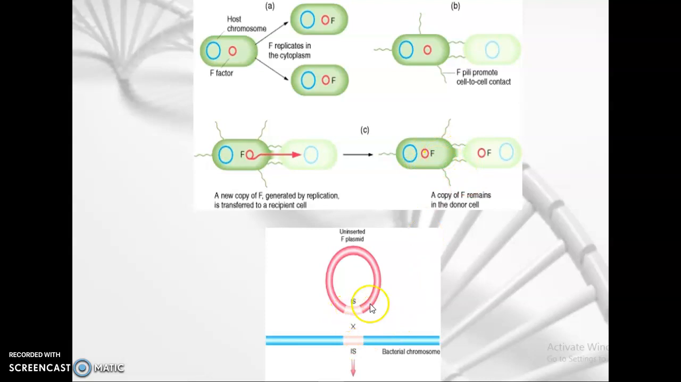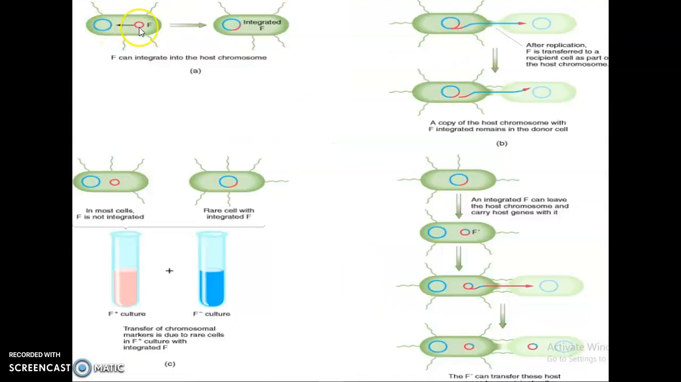And here you can see an insertion sequence element, and as I told you, it is with that insertion sequence that it gets integrated into the bacterial chromosome and forms an HFR cell. You can see here the F factor with the insertion sequence element gets integrated into the chromosomal DNA. Now it forms an HFR cell.